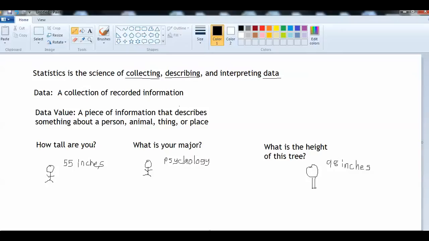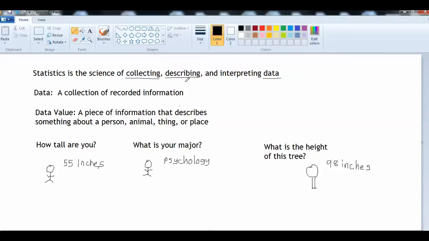If I asked 10 people, what's your major, and I calculated the percentage of people who told me that they're a psychology major, then that would be an example of describing data because I'm summarizing my data set. If I find out that out of the people that I surveyed, 30% were psychology majors, 50% were business majors, and maybe 20% were English majors, those percentages would summarize my data set.